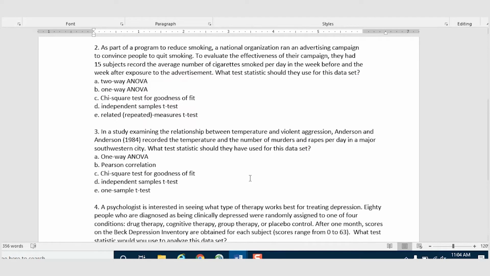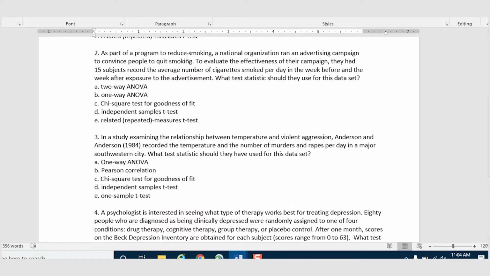So in the second one, as part of a program to reduce smoking, a national organization ran an advertising campaign to convince people to quit smoking. To evaluate the effectiveness of their campaign, they had 15 subjects record the average number of cigarettes smoked per day in the week before and the week after exposure to the advertisement. What test should be used?